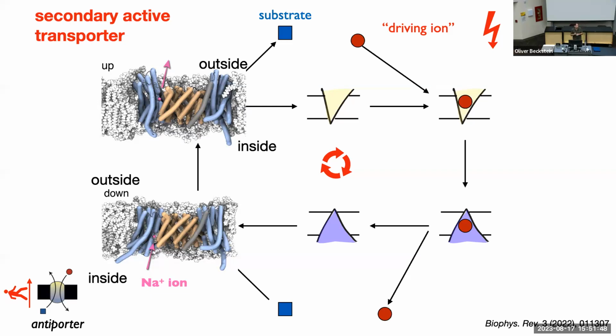Then we need to bind a driving ion. So the driving ion is essentially the proton. Remember how in the video I told you that there's a gradient of protons. These transporters use exactly the same gradient. So you have to imagine that you have a surplus of protons on the outside. So there's a thermodynamic driving force for these ions to flow to the inside of the cell.